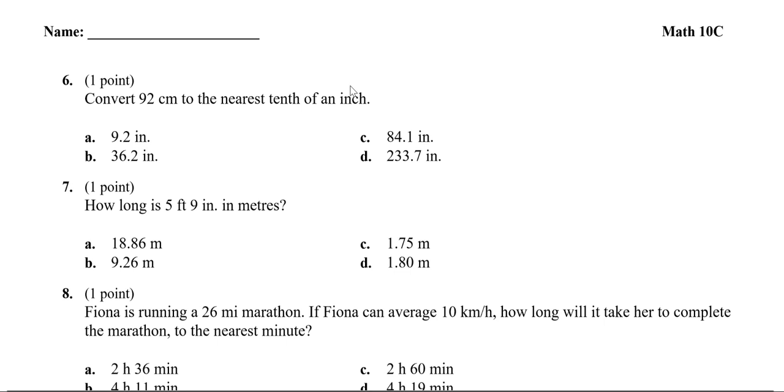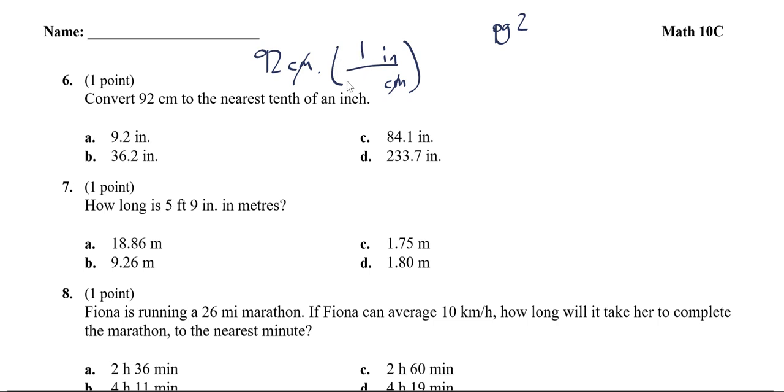Okay, this is page 2 of our Unit 2 assignment. So we've got question 6, convert 92 centimeters to the nearest tenth of an inch. So we're going from centimeters to inches. Take 92 centimeters, multiply by a unit fraction, cancel out centimeters, go to inches. Centimeter and centimeter cancels.